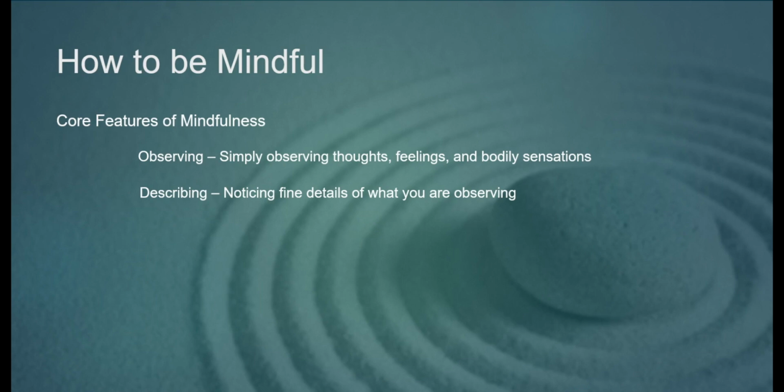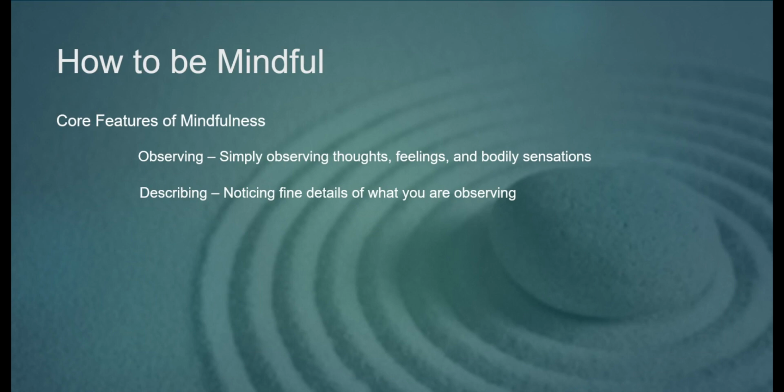For example, we can describe our emotions. If we're experiencing anger, we can ask ourselves, what does that anger look like? Does it have a color? Does it have a shape? Where is it in our body that I can feel the anger? Does it have a temperature? What's it like for me to have that anger in my body? That's the way you can describe those emotions.